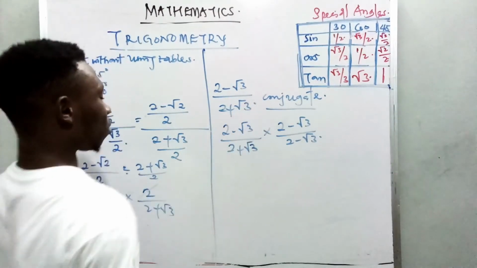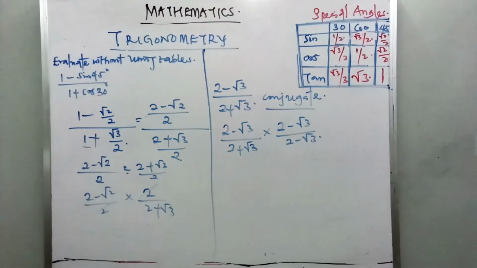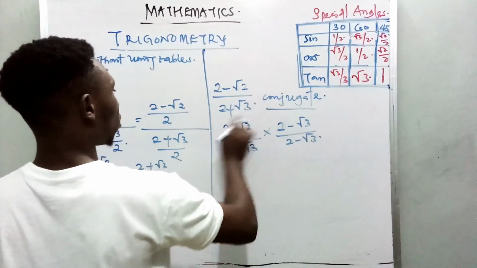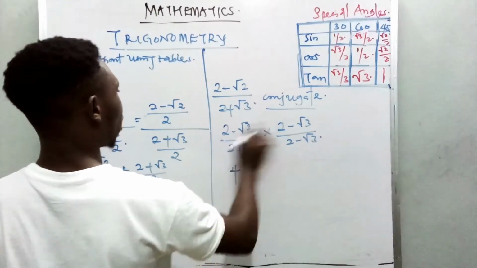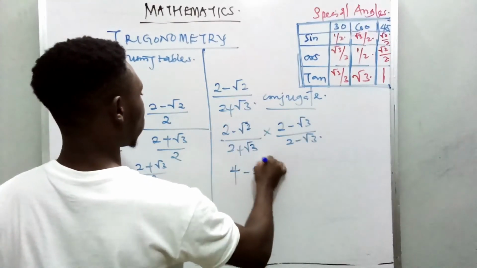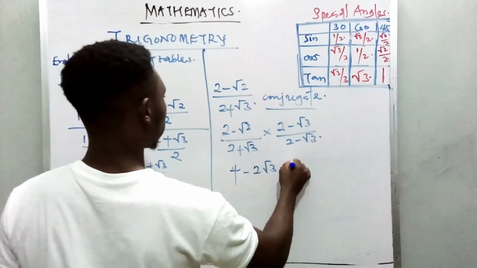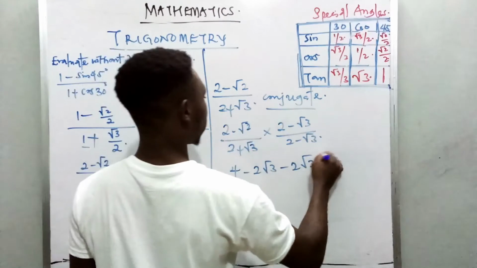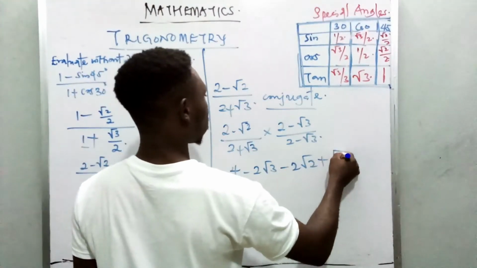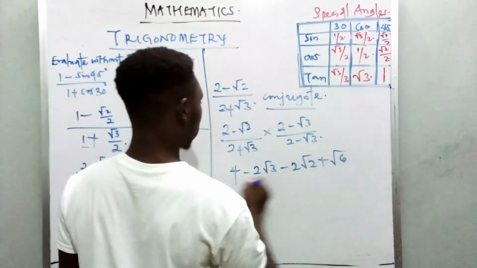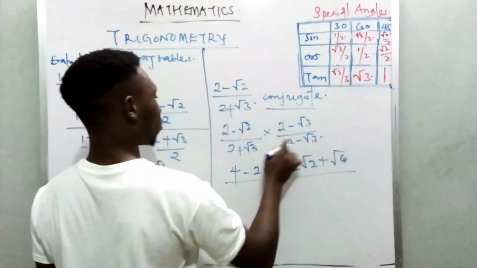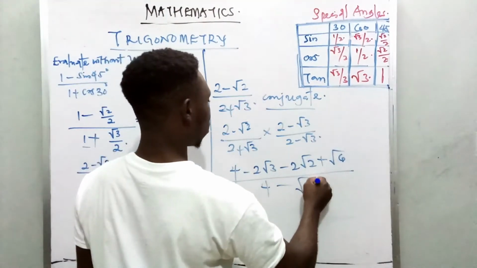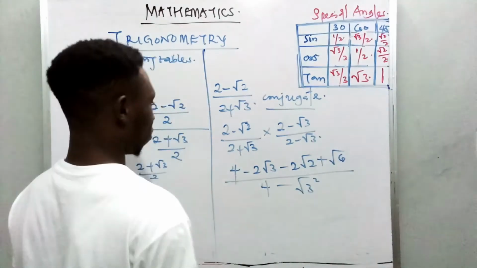So 2 times 2 here will give us 4. 2 times this will give us minus 2 root 3. This times this will give us minus 2 root 2. Minus times minus will give plus, root 2 times root 3, root 6. Over 2 times 2, 4, minus root 3 times root 3, that's root 3 squared.